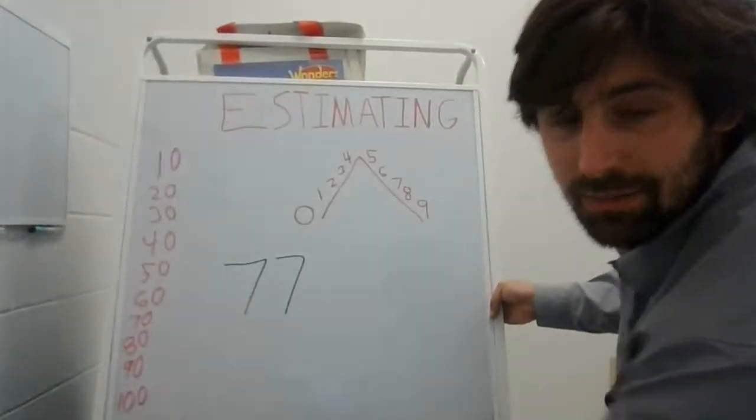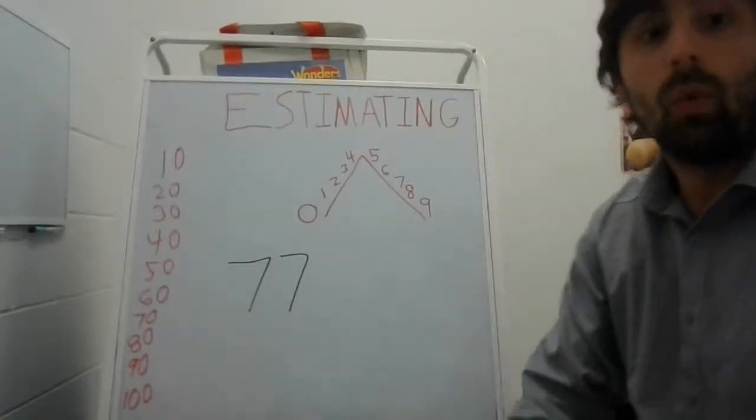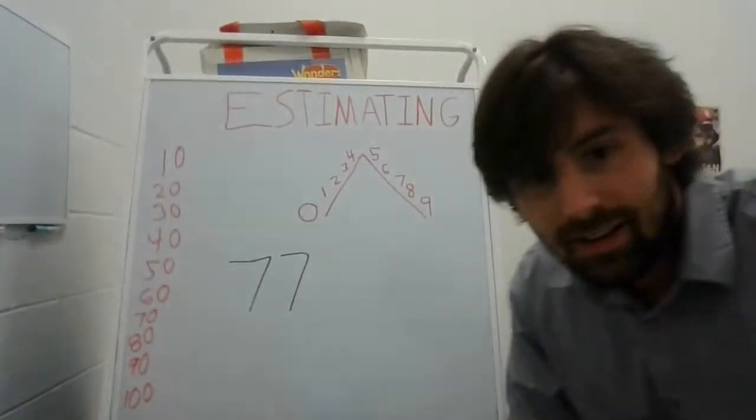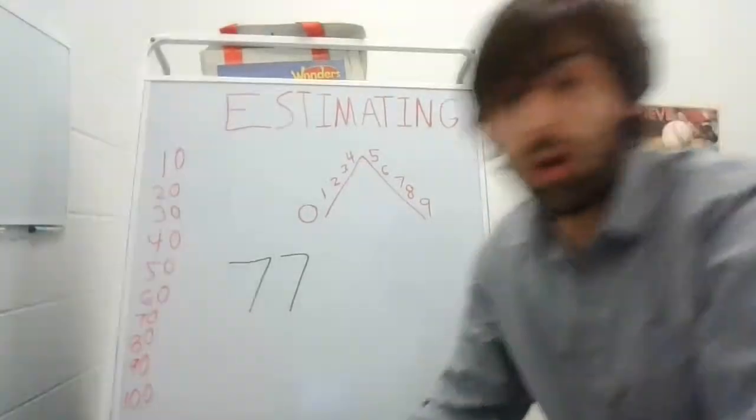So the rule for estimation, very simple. 5 or more, we raise the score. I'm going to say that again. 5 or more, we raise the score.